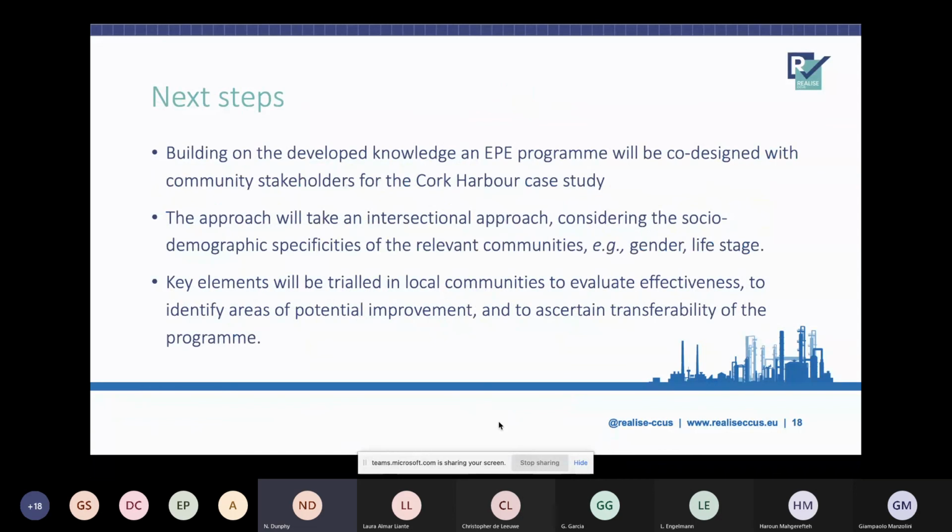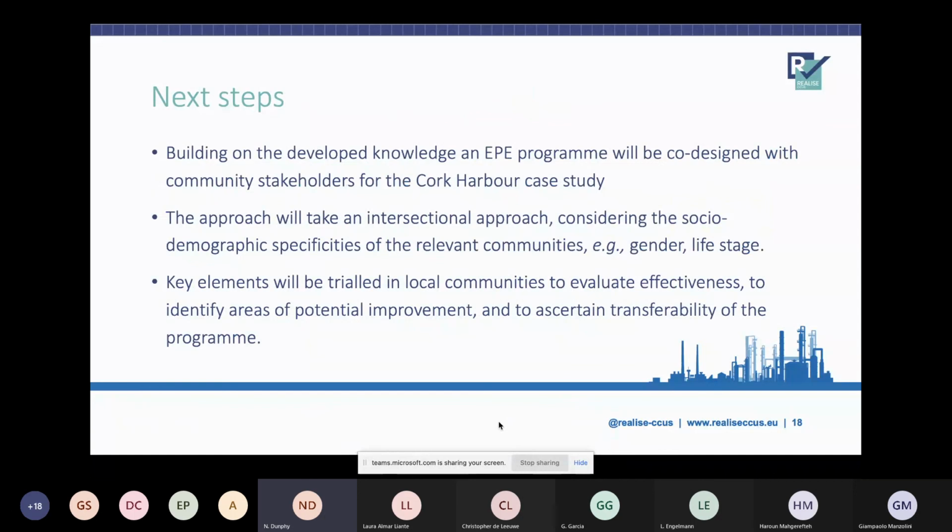So the next steps, what we're doing in this program, is that we're going to build on our developed knowledge of the EP programs. And we're going to develop an education and public engagement program, which will be co-designed with community stakeholders from a case study in the Cork Harbour area in Ireland. We're going to take an intersectional approach to this. This will consider socio-demographic aspects of the community, such as gender, life stage, economic privilege, and so forth.